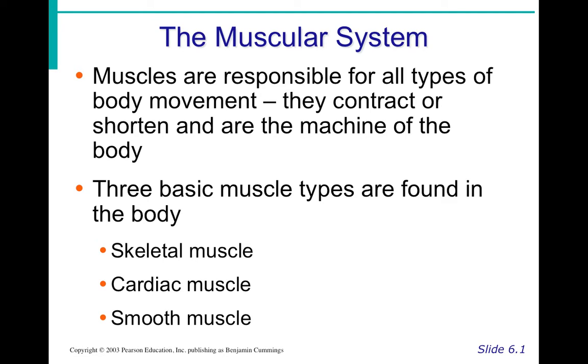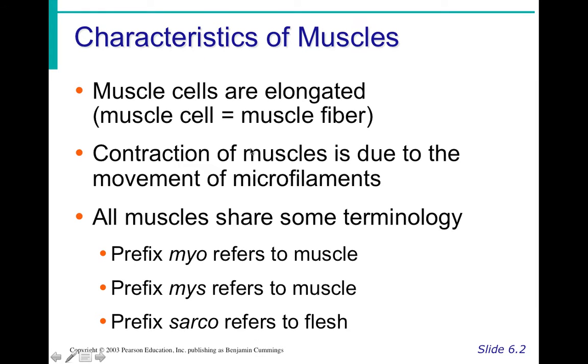There are three types of muscles found in the body. You might remember this from chapter 4, tissues. We went through epithelial, connective, muscular, and nervous. And in the muscular unit, we talked about skeletal, cardiac, and smooth. You will need to know those for this chapter as well, but hopefully at this point, these three will just be a review.